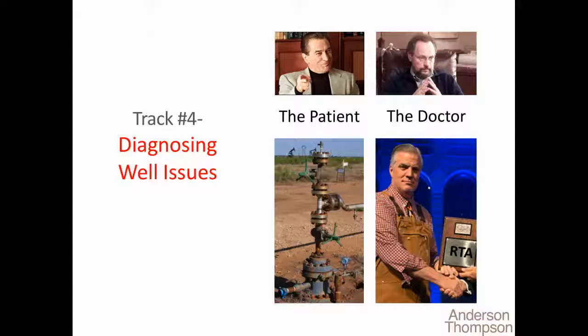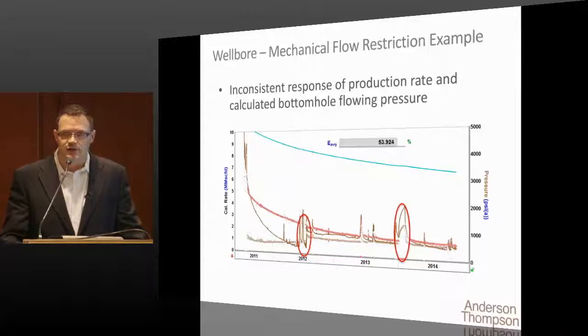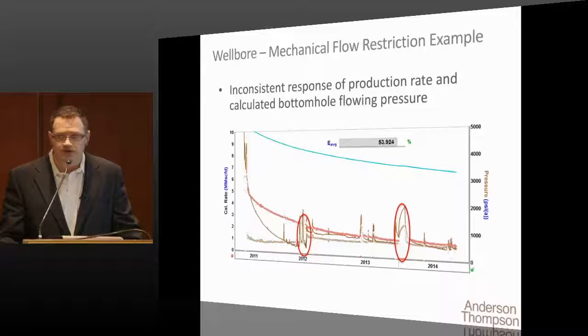Track 4, diagnosing well issues. So here the patient is the gas well and the doctor is an RTA engineer. This is going to show what it looks like if you're analyzing your gas wells back home and you're trying to history match flowing pressure given your producing gas rate. This is the best history match achievable with the conditions or constraints that were provided for initial reservoir pressure and for calculated sand phase pressure. It doesn't get a better match than this, and it's not a good match.